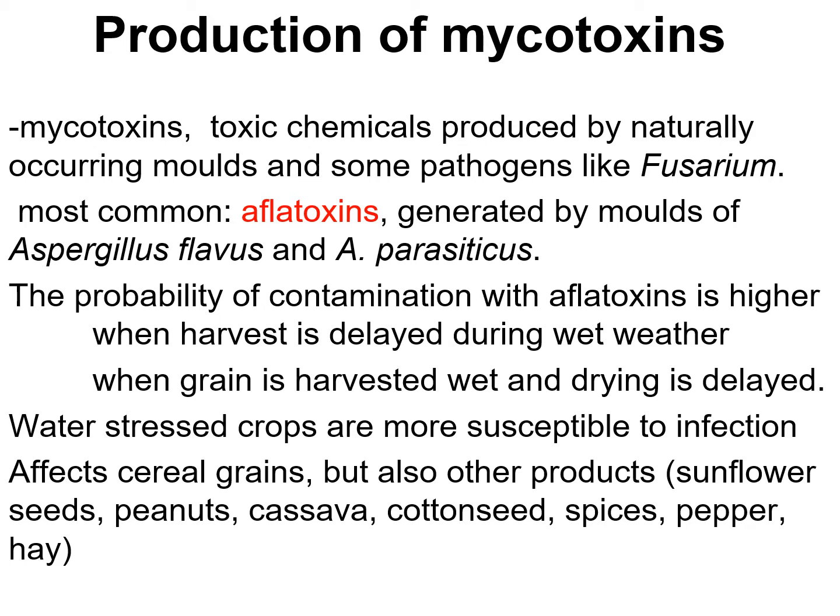The risk of contamination with aflatoxins is higher when the harvest of the grain is delayed during wet weather, and also when grain is harvested when it is still wet and the drying of the crop is delayed. In general, water stress increases the susceptibility to infection by Aspergillus and other molds. It affects cereal grains, but also other products like sunflower seeds, peanuts, cassava, cottonseed, spices, pepper, hay.